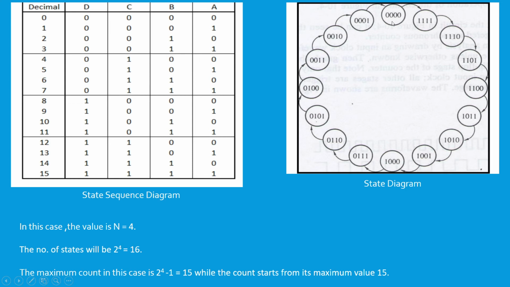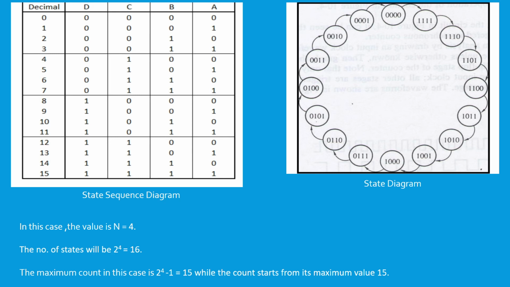Initially it has the value 0000, and it goes on counting until it reaches its maximum value 1111, and again repeats itself. For the 4-bit counter, n is equal to 4. The number of states will be 2 to the power 4, which is equal to 16, and the maximum count in this case will be 2 to the power 4 minus 1, which is equal to 15, while the count starts from the maximum value 15. So the count in the case of a 4-bit counter will be 16.